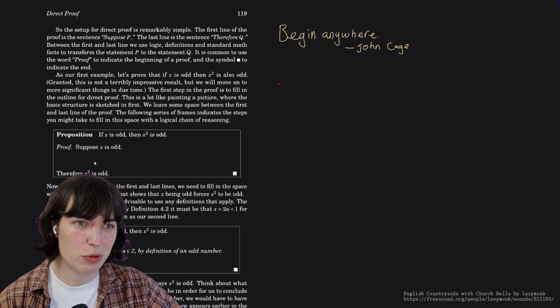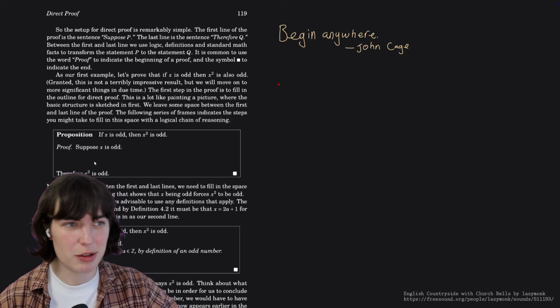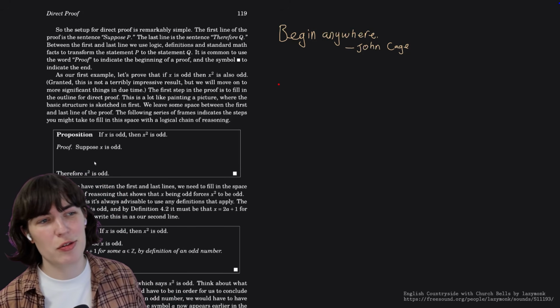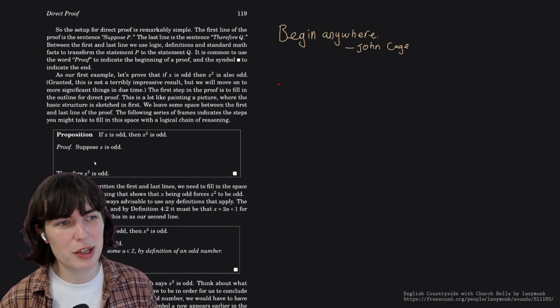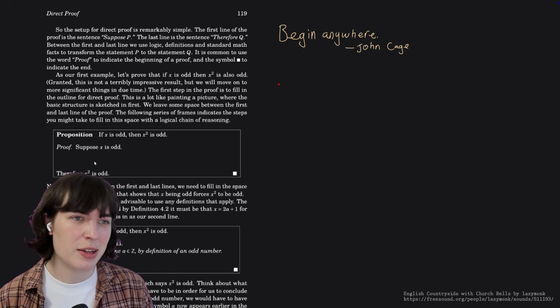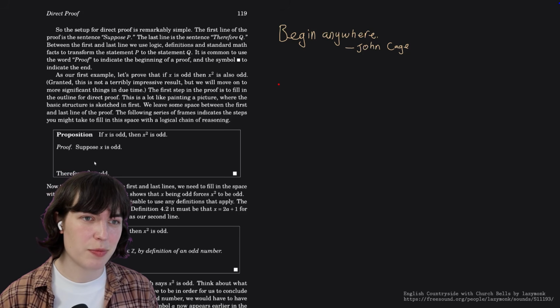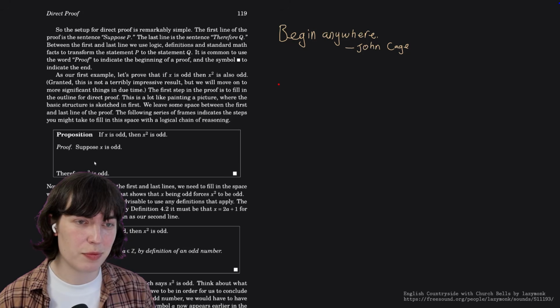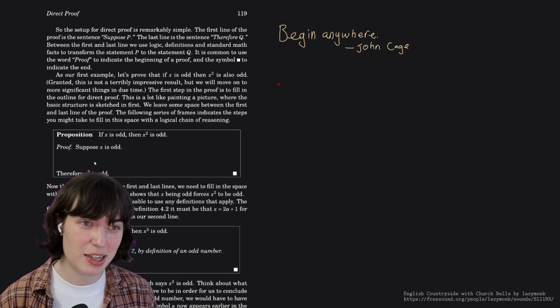It is common to use the word proof to indicate the beginning of a proof and the symbol to indicate the end. It's like a tombstone, right? Is that what they call that typographically? So I guess it is a tombstone. It does indicate the end.